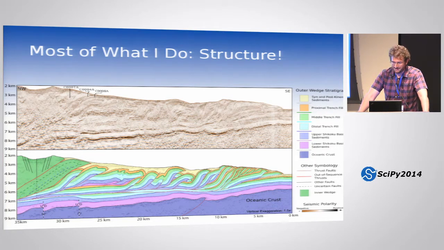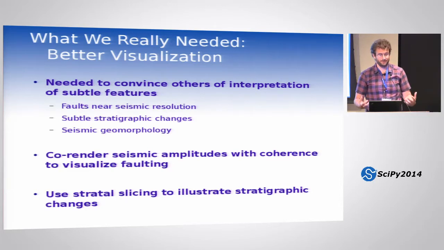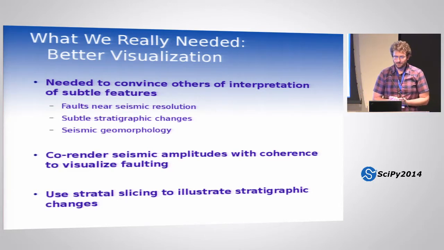So what we really needed, and this is a big regional scale. Most of what I work on are regional and mega-regional problems, especially now I work on stuff on continent scales. But a lot of the stuff, you work on more detailed scale, it's where some neat visualization techniques can really come in handy. So what we really needed was better visualization. And we needed to convince other people of some of these things, particularly small faults right at seismic resolution. I'll show some of those. Some subtle stratigraphic changes, and the overall seismic geomorphology of the area.